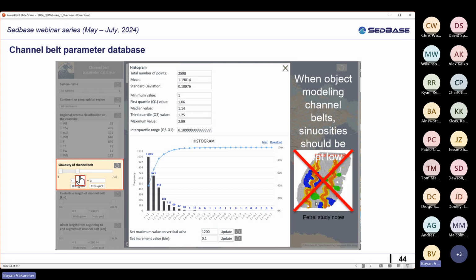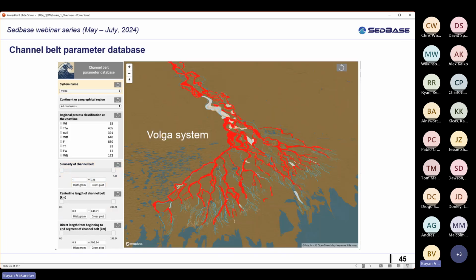So very often when we use the channel object modeling features, let's say in Petrel, we draw these highly sinuous shapes. And again, our data is suggesting that since really what you want to describe in a model is the channel belt, not the channel, most channels tend to be straighter than these highly sinuous features, which, for example, are shown in the Petrel study notes. Okay. So these are some of the practical ways in which you can use these data to get a feeling for what tends to occur in the real world.